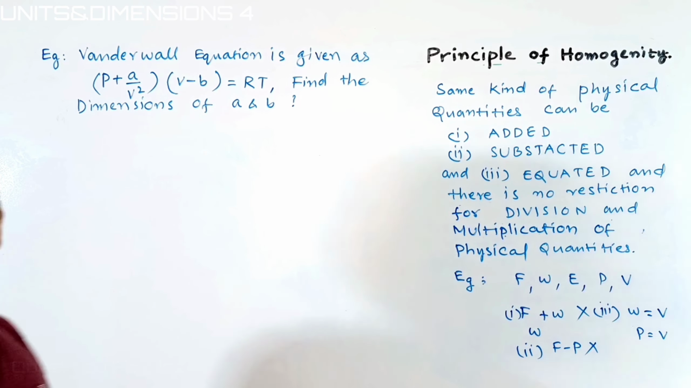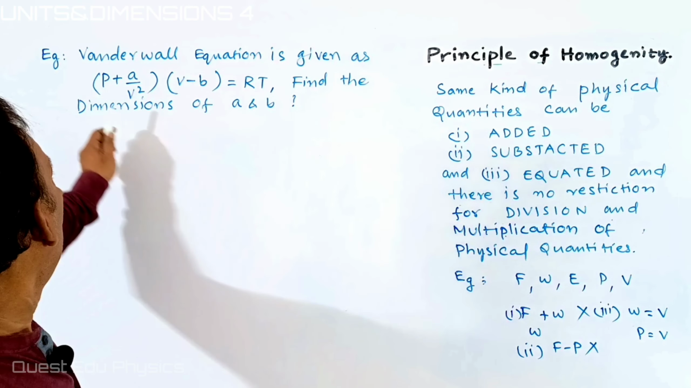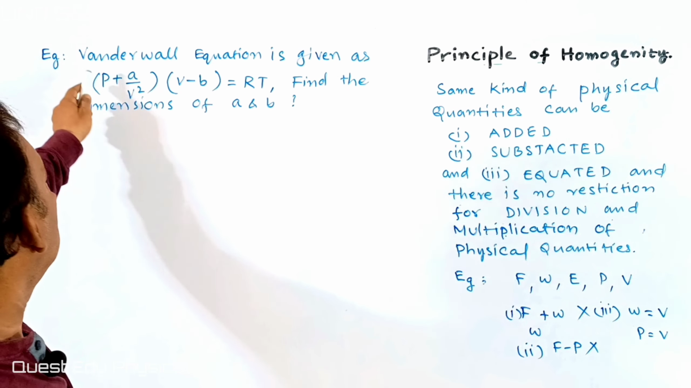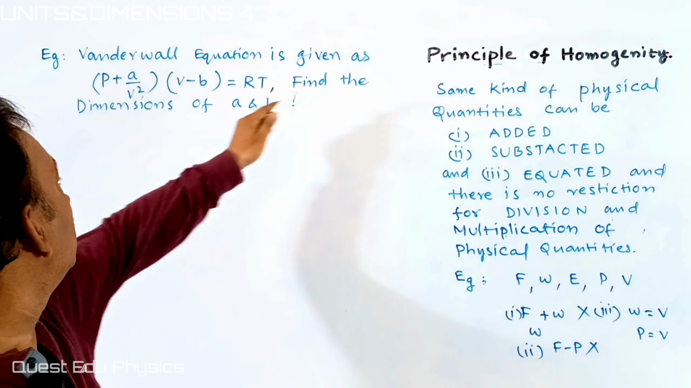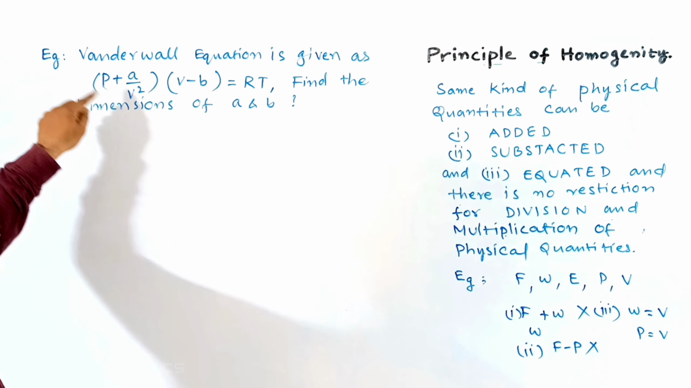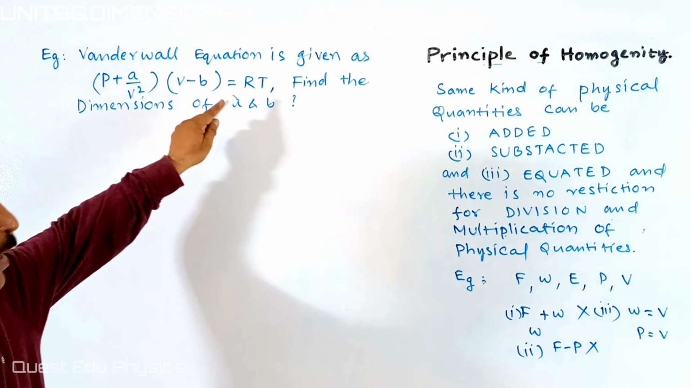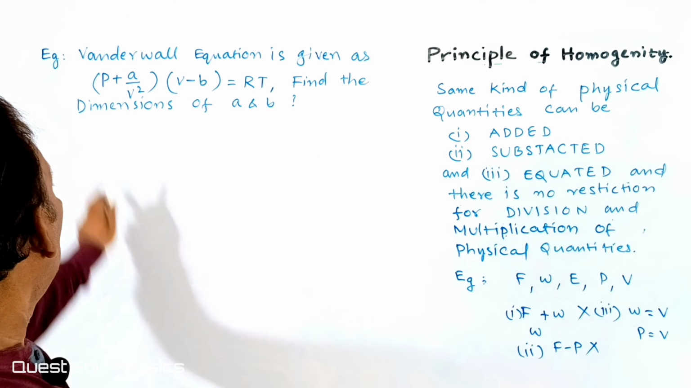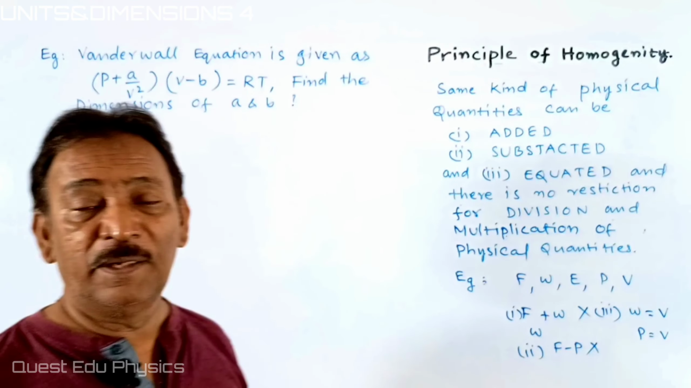Let's do one problem, students. Actually, the equation is written like this. Van der Waals equation is given as (P plus A by V squared) multiplied with (V minus B) is equal to RT. Find the dimensions of A and B. It is a question, students.